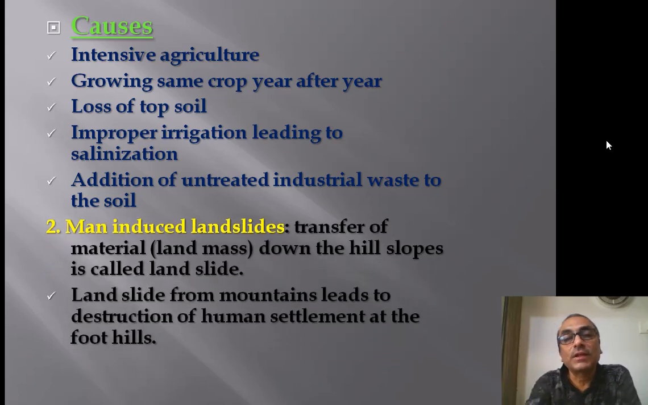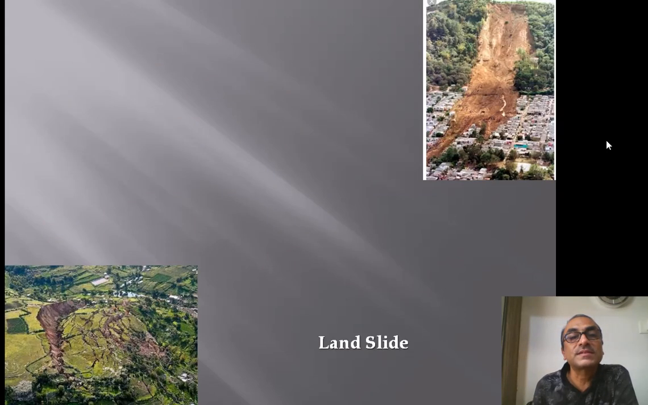Landslide is also another phenomenon which can be defined as the transfer of material or land mass down the hill slopes, and that is taken as landslide. So landslide from mountains leads to destruction of human settlements at the foothills. Let's know some more information. Let us gather about this landslide.